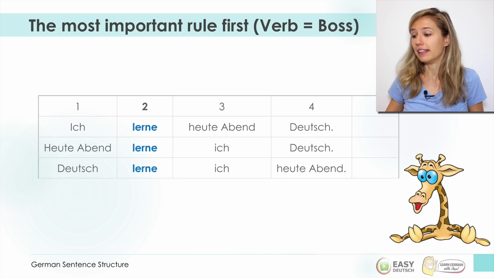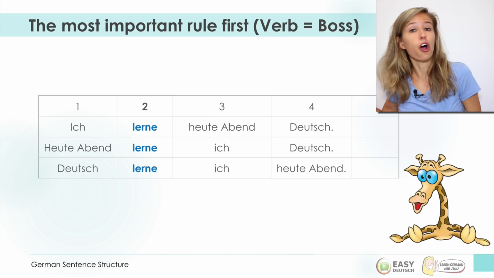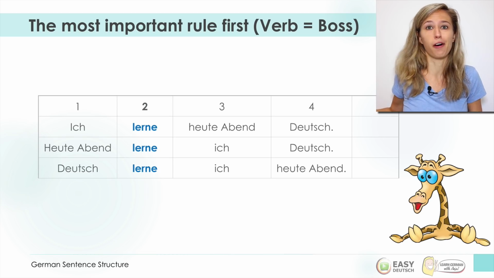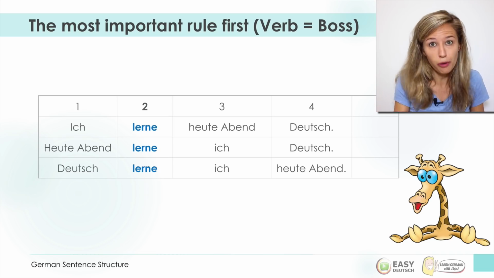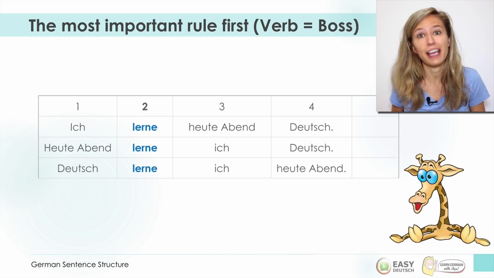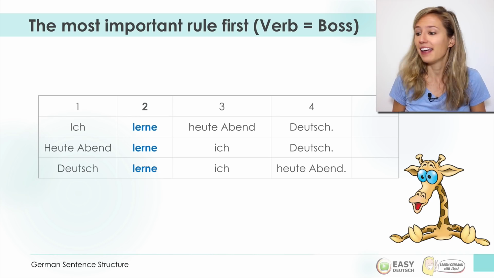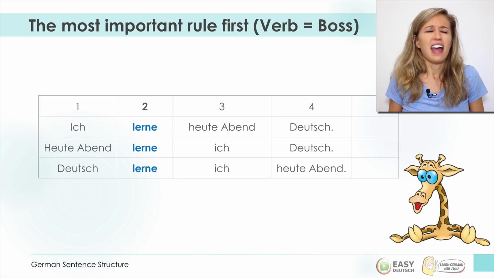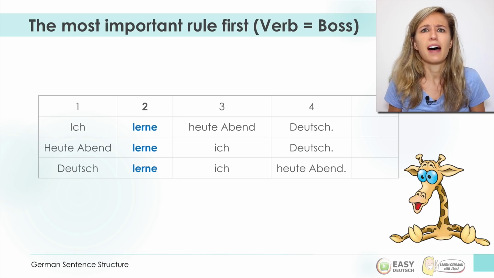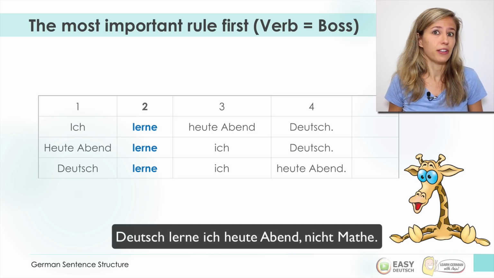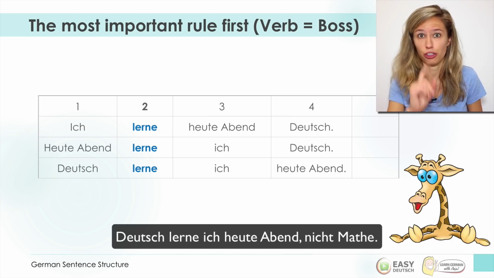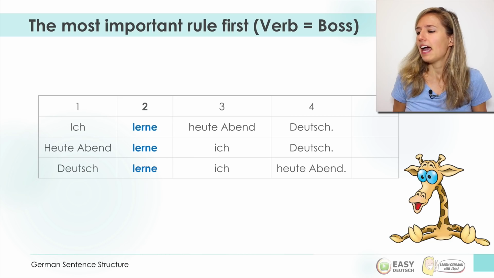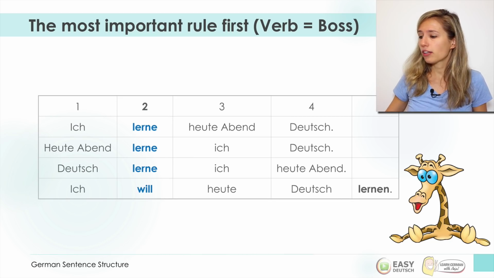And ich Deutsch, then Deutsch lerne ich heute Abend. Das ist auch okay auf Deutsch. That's also okay in German, yeah? If you want to stress that you learn German tonight, then you would say, Deutsch lerne ich heute Abend, yeah? So, for example, was lernst du heute Abend? Deutsch lerne ich heute Abend. Nicht Mathe, not mathematics. Deutsch, okay? You get what I mean? So, and yeah, these are all correct.